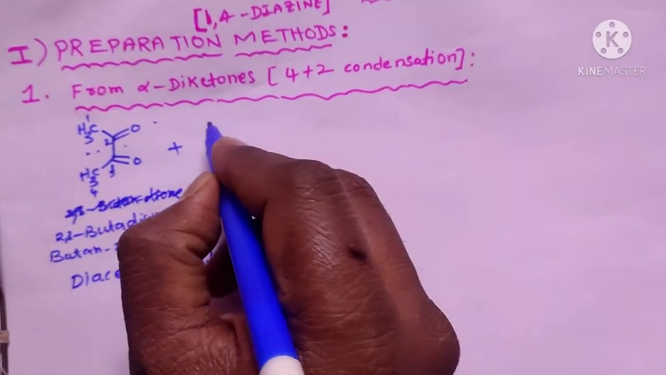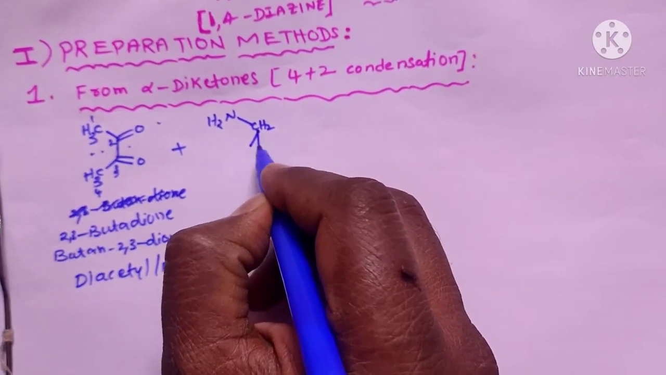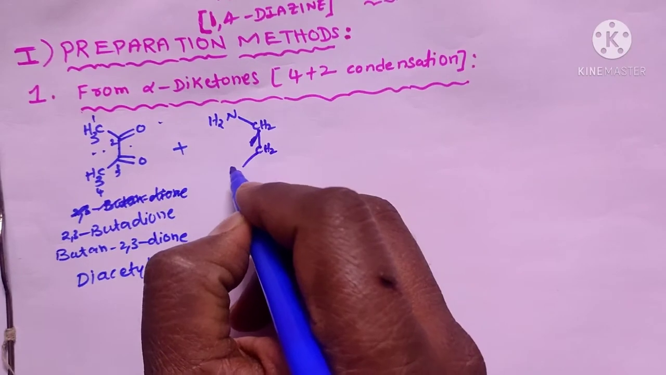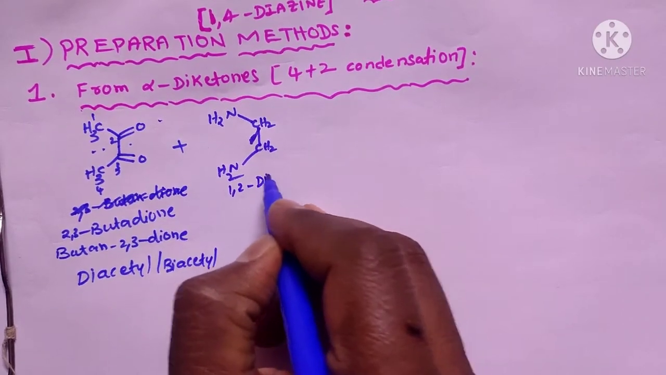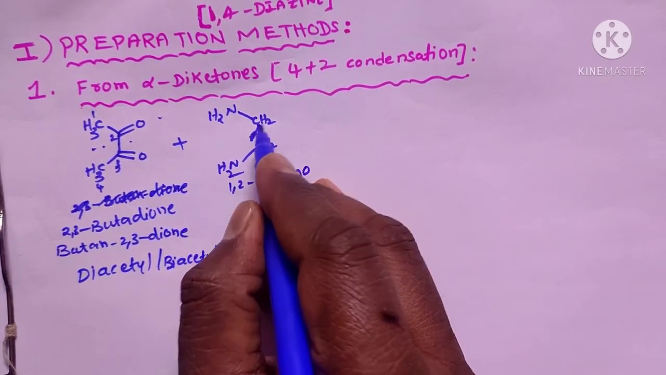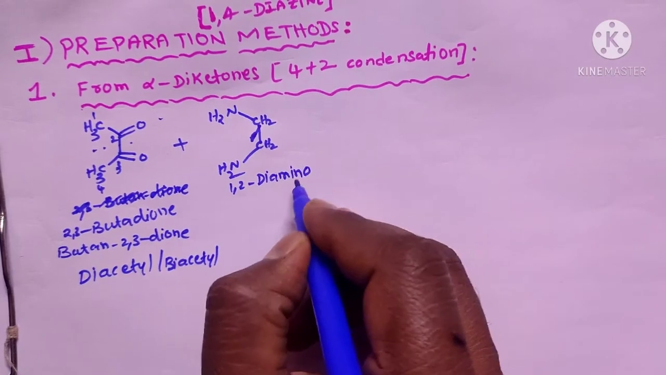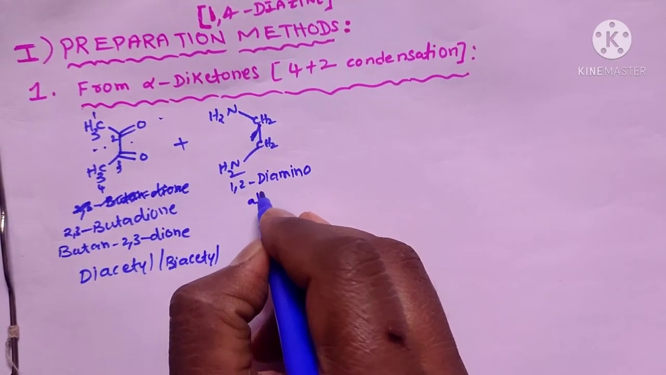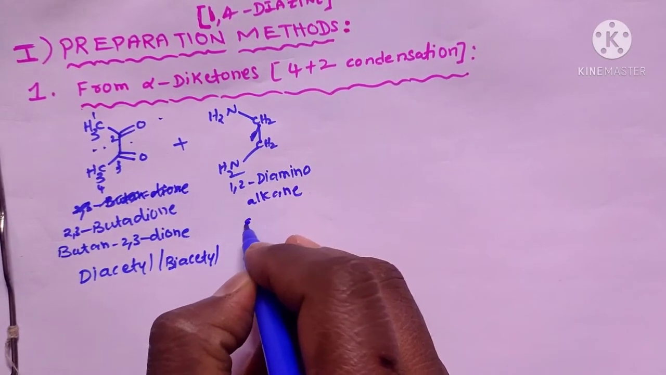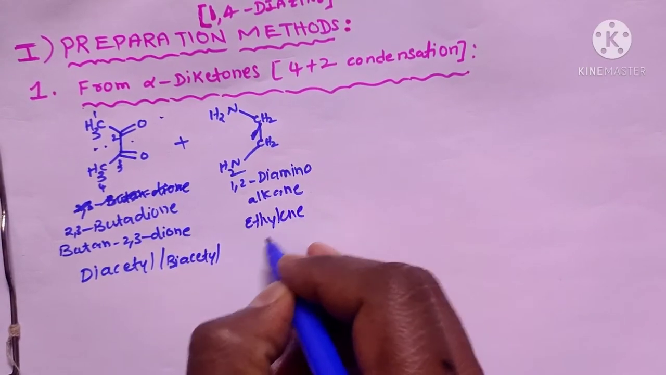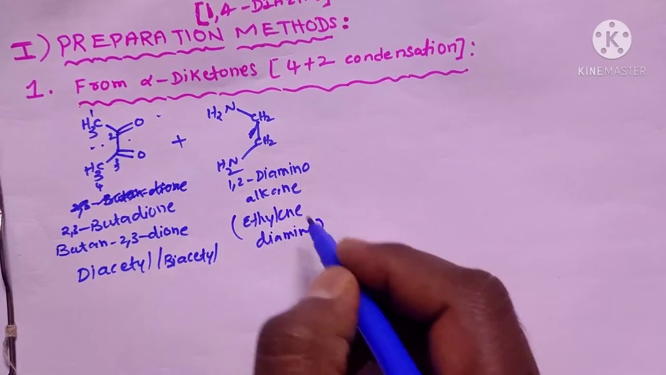Then we react this with ethylene diamine. Look at CH2 and NH2, so this is known as ethylene diamine or 1,2 diaminoalkene. Otherwise we can take other alkanes, so in place of hydrogen we can substitute other alkyl groups, okay? But it is a simple diaminoalkene, and now it is known as 1,2 diaminoethane. Otherwise we can call it ethylene diamine. This is the common name.